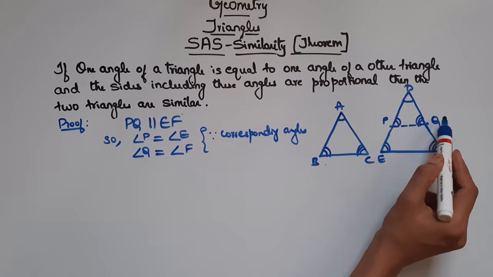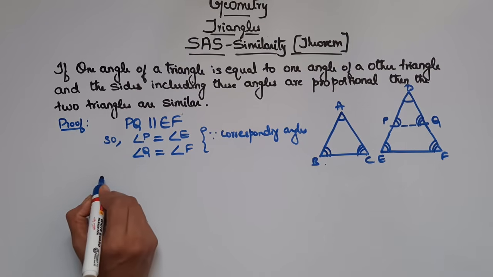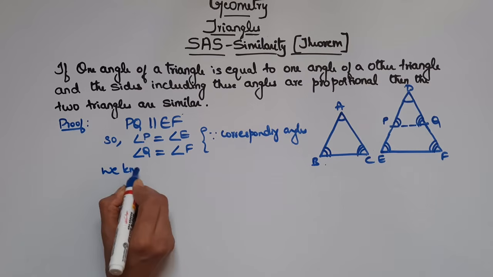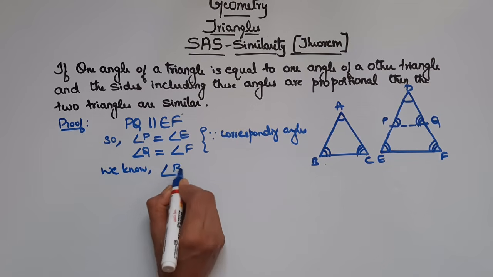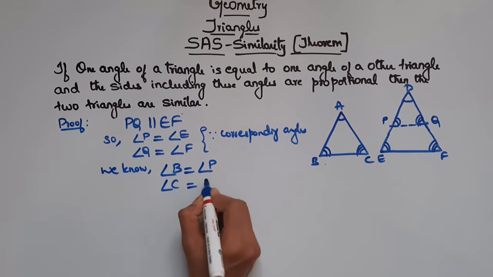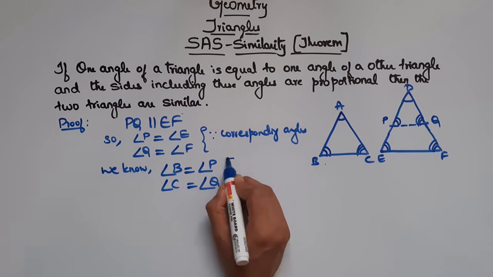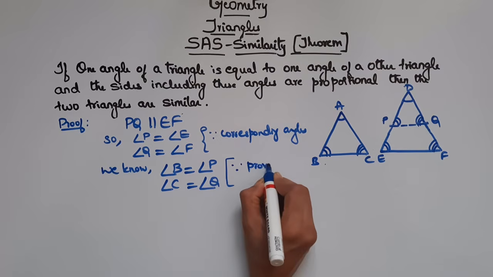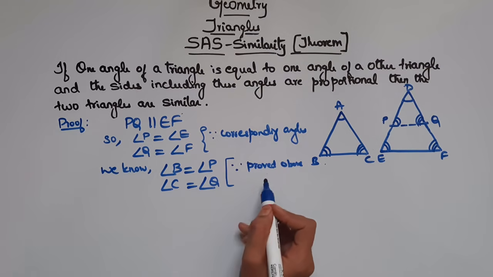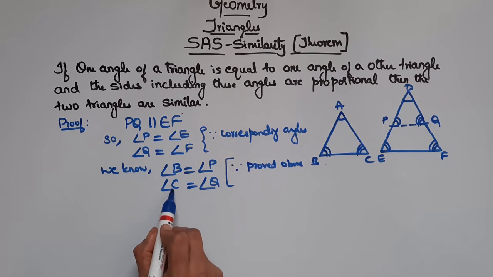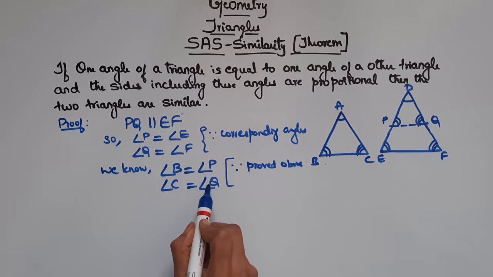But we have already said angle B is equal to angle P and angle C is equal to angle Q, right? So first let me write that. So we know angle B is equal to angle P and angle C is equal to angle Q. Since proved above. So if you see in my previous slide, we have proved angle B is equal to angle P and angle C is equal to angle Q, right?